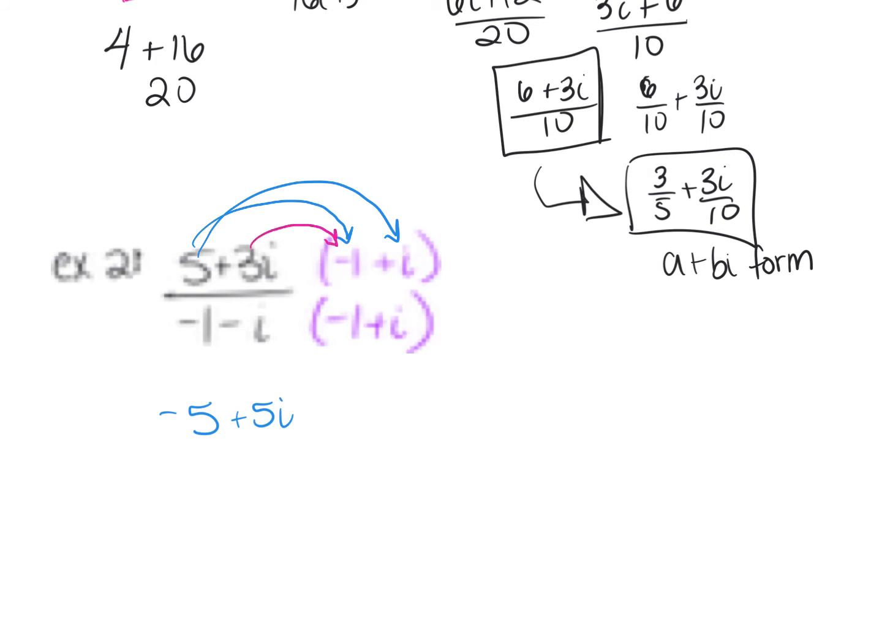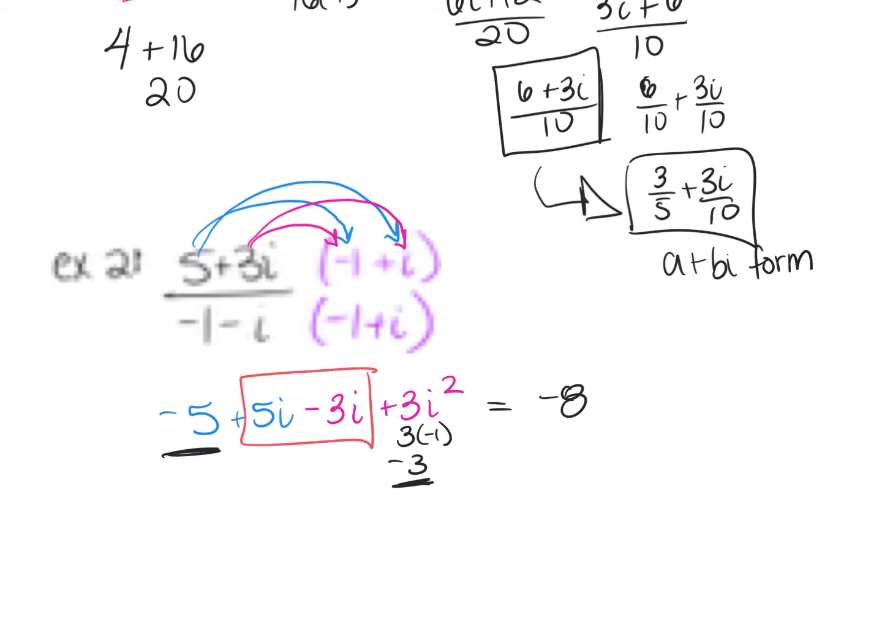3i times negative 1, negative 3i. And 3i times i, 3i squared, which is 3 times negative 1. So negative 3. Negative 5 plus negative 3, those are my like terms, right? Negative 8. And what do I get here? 5i minus 3i, positive 2i. Okay.